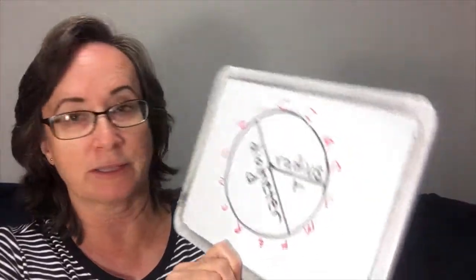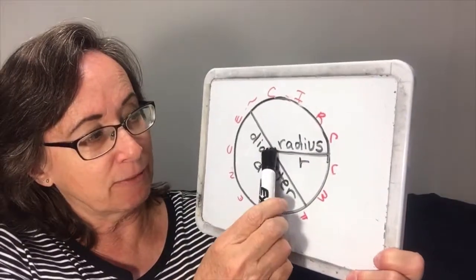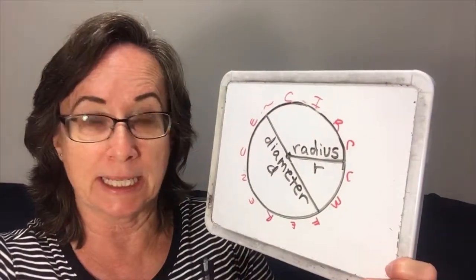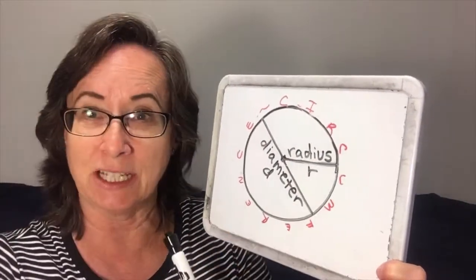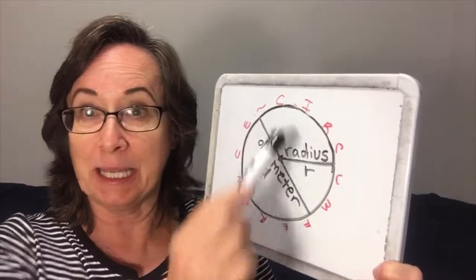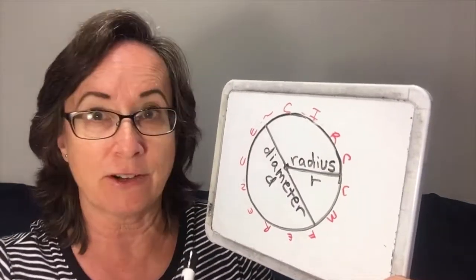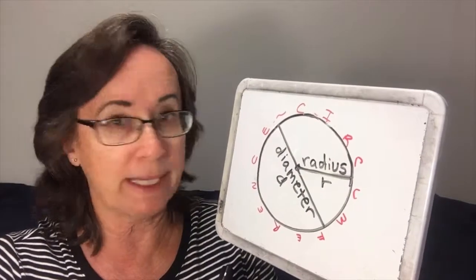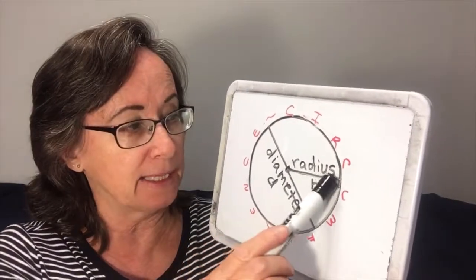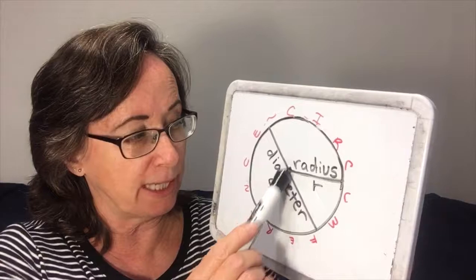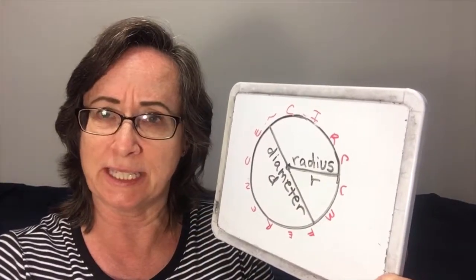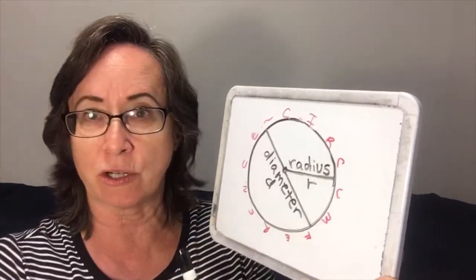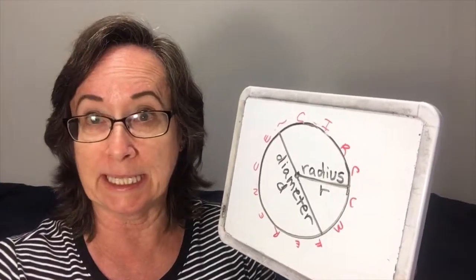Now we have some terms we have to learn about circles. The radius is the distance from the center to the edge of the circle, and it can be anywhere in the circle. In fact, there's an infinite number of radii in a circle, because a radius could go to each point. It's just the measure of the distance from the center to the circle. So you could draw a radius anywhere.